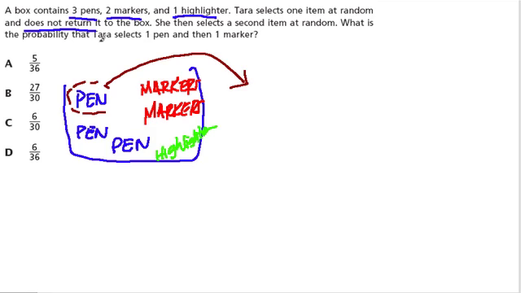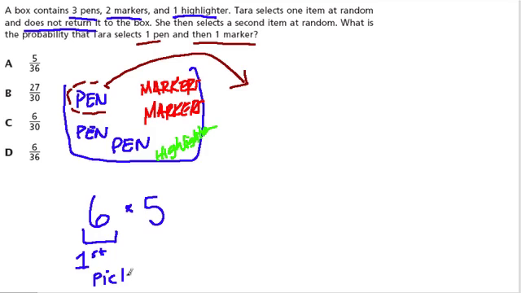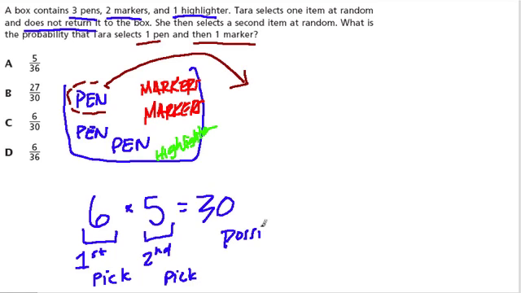So we want to know, what is the probability that Tara selects 1 pen and then 1 marker? Alright, so there's 6 things we can choose at first, and then there's 5 things left over on the second pick. So this is the first pick from the box, and here is the second pick. So that means there are 6 times 5, or 30 possible outcomes. There are 30 things that can happen.